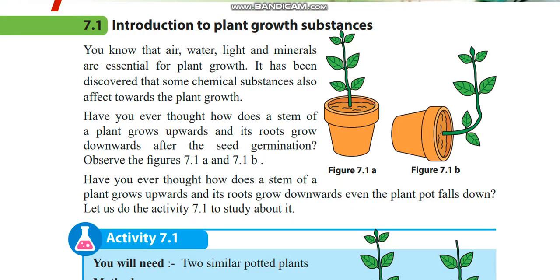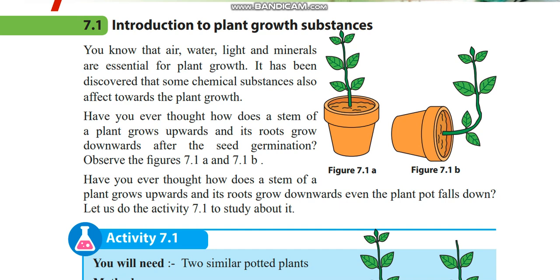Okay, now look at that two figures, figure 7.1a and figure 7.1b. Now here you can see the two plants are kept in different orientations. One is kept vertically and one is horizontally slanted to the ground. But you can see that the plant is growing straight up. So whatever the orientation you keep the pot, the plant would be growing straight upwards. The reason for that is the chemical substances. Now there are chemical substances.